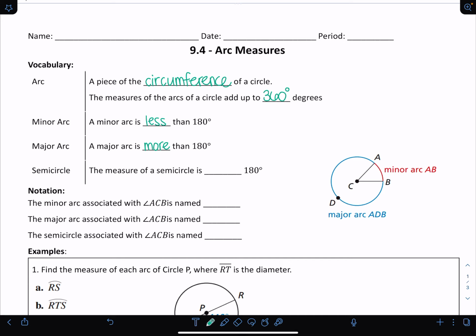Finally, a semicircle. The measure of a semicircle is equal to 180 degrees. That makes sense. Semicircle means a half circle.